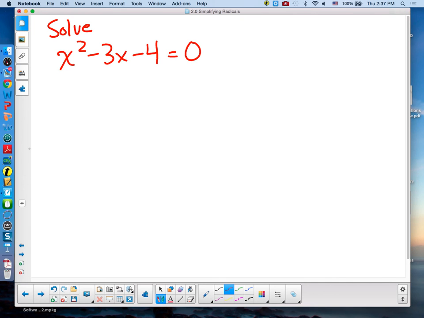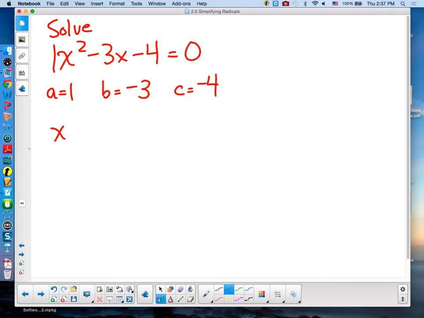Remember how we picked out the a, b, c? The a is the coefficient of the squared term. What's the coefficient here? 1. So a is going to be 1. B is the coefficient of the variable term, not the squared one. So b is negative 3 because of the subtraction sign. And c is negative 4 also. We have to deal with some positives and negatives this time.